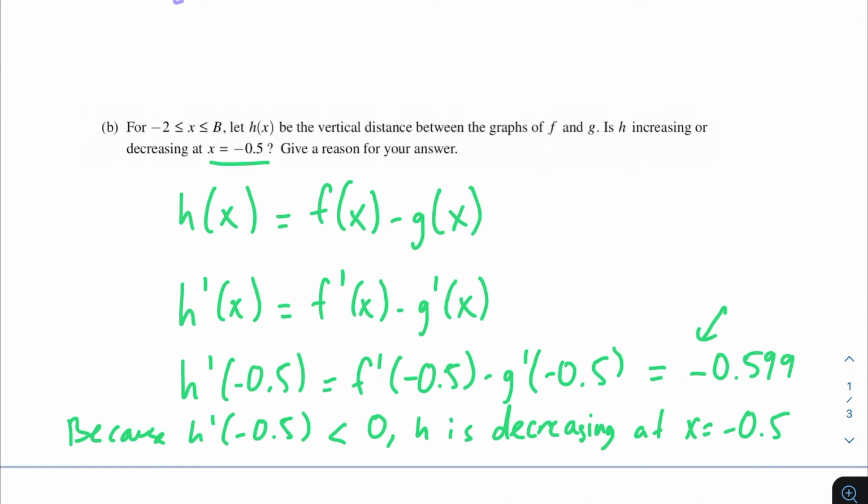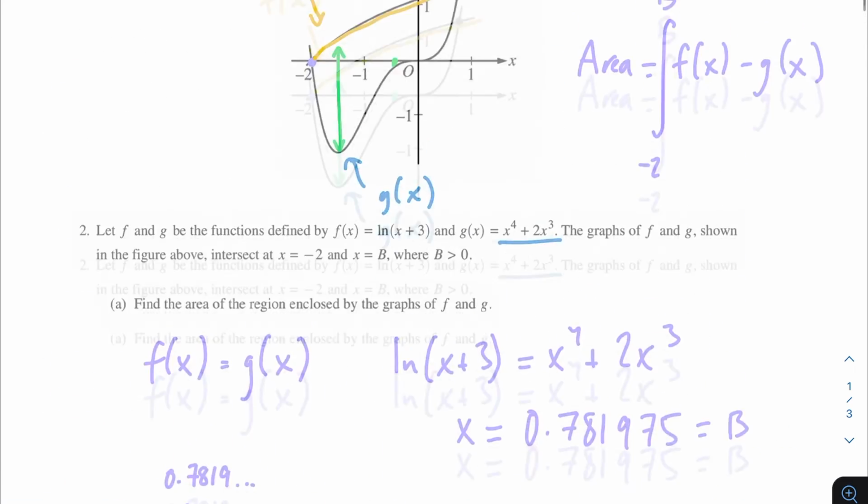If you just left it at that, you didn't write out this sentence, you probably wouldn't get full points. The reason why is because you need to connect the dots here a little bit and say the rate is less than 0, which means it's decreasing at x equals minus 0.5.